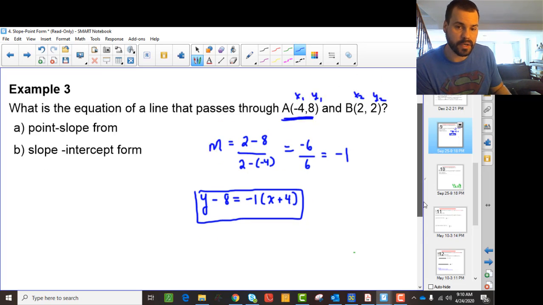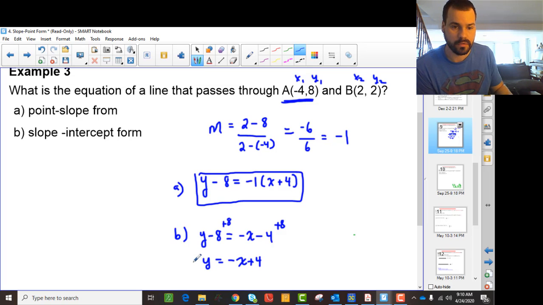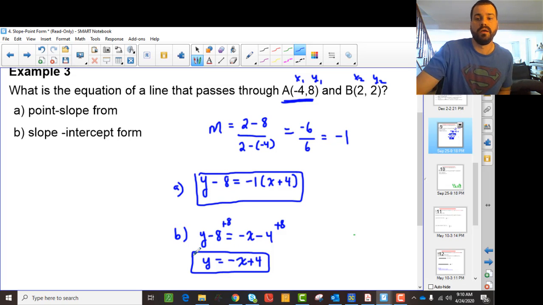Now part B says, okay, now write it in the slope-intercept form. So part B, all we're going to do is rearrange this. So we're going to go y minus 8 is equal to, we're going to multiply by minus 1, so minus x minus 4. And then we're just going to add 8 to both sides. So if we do that, we get y is equal to minus x plus 4. And that is our equation. So that's the idea. You find the slope first, find one of the points and put it in, get the equation, and then once you've done that, you get your slope-intercept form.